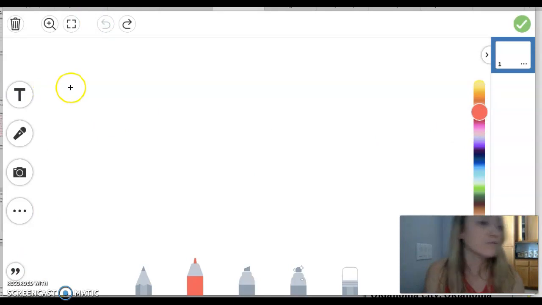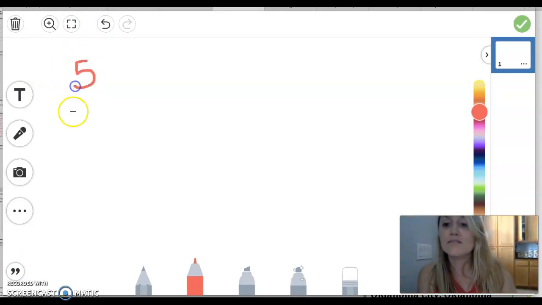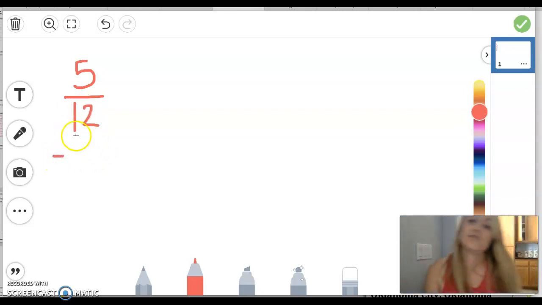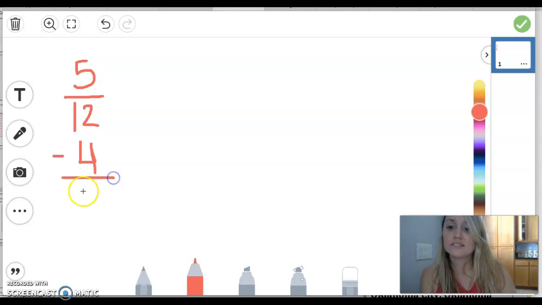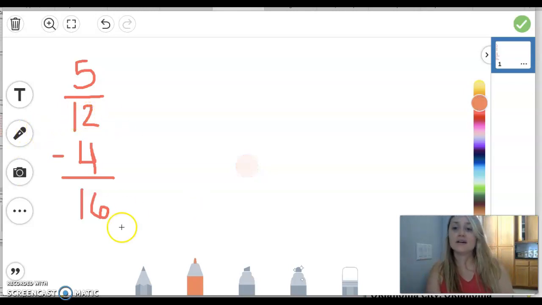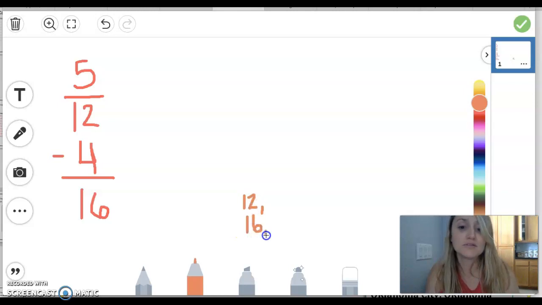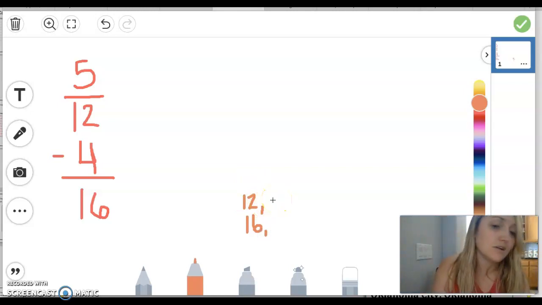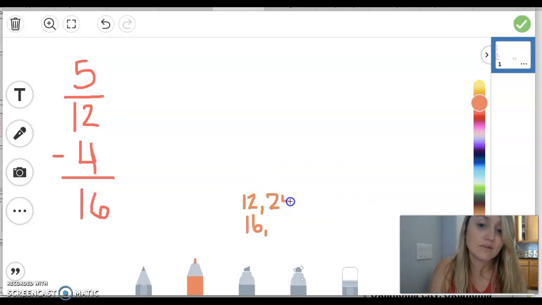Okay, so looking at 24, we have 5/12 minus 4/16. Okay, so here, I know you kind of look at those and you're like, oh, that's kind of a bummer of a number to have to work with, but it actually isn't too bad if you just find the multiples. So I always usually work with the smaller number. So we have 12, 24, 36, and we have 48.